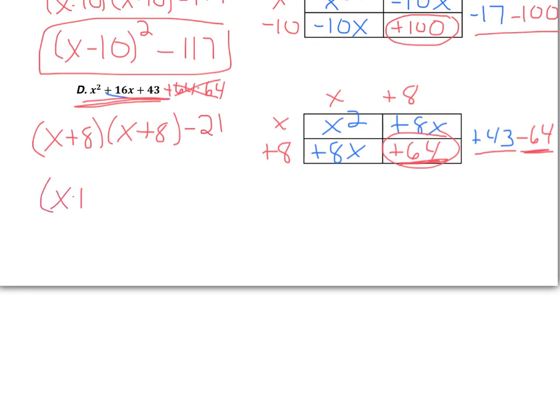So if you want to, you can jump right to this, which is x plus 8 squared. That's our goal. And then minus 21.